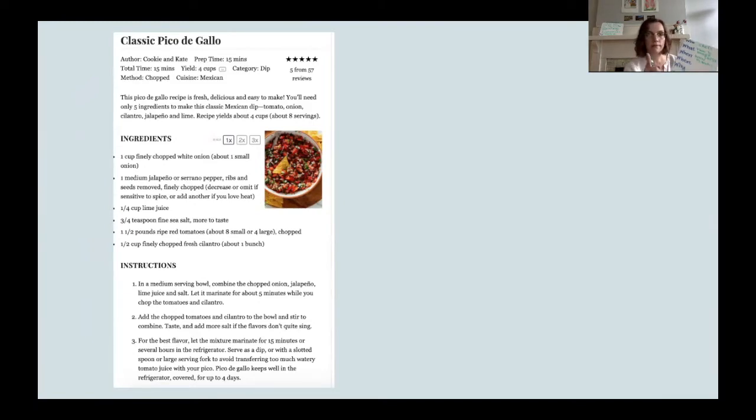Where? If you're thinking kitchen, you got him. Hopefully you're thinking kitchen. For the why, does anyone make salsa? Because it is delicious. Even in the first sentence, if we use our text-based evidence, it says this pico de gallo recipe is fresh, delicious, and easy to make. For our why, it is fresh, delicious, and easy to make.